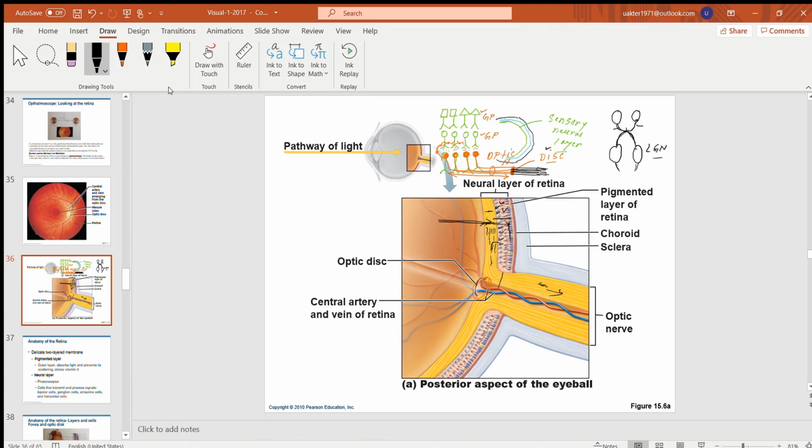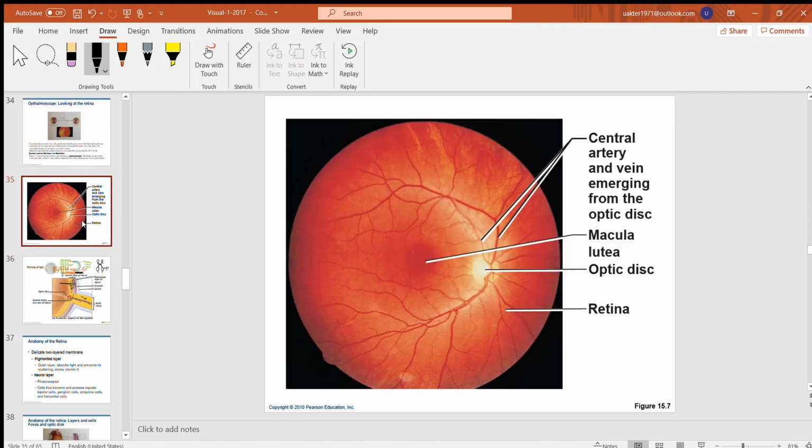Okay, now if you see the retina through the pupil, sometimes you go to your ophthalmologist or eye doctor, they will put a drop to dilate your pupil so they can easily look through it. The reason they dilate is that they want to see a larger area of the retina. So this is how they see the retina.